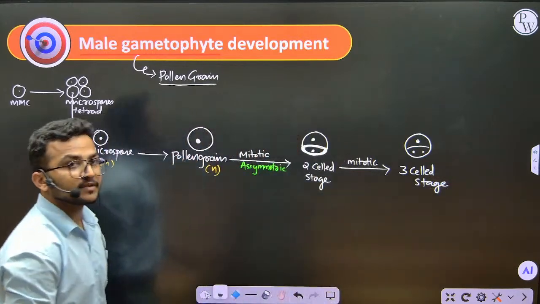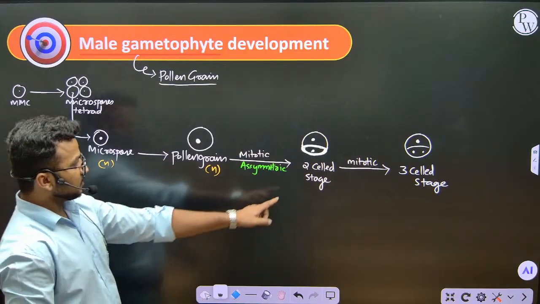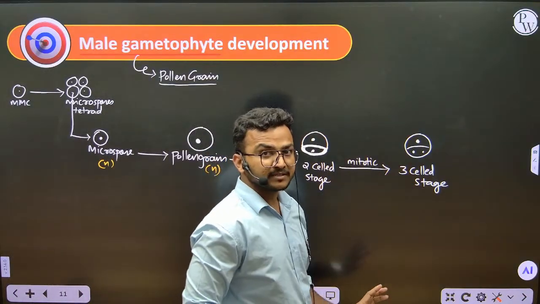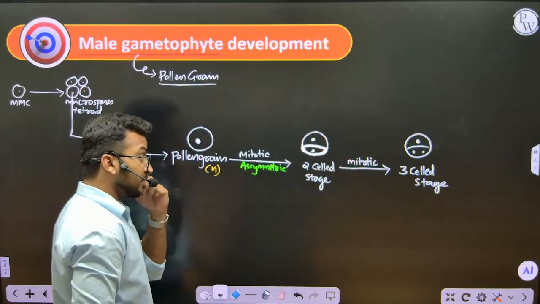Now it becomes a three-celled stage. Initially the two-celled stage was there, now it becomes a three-celled stage. So there is another mitotic division here.